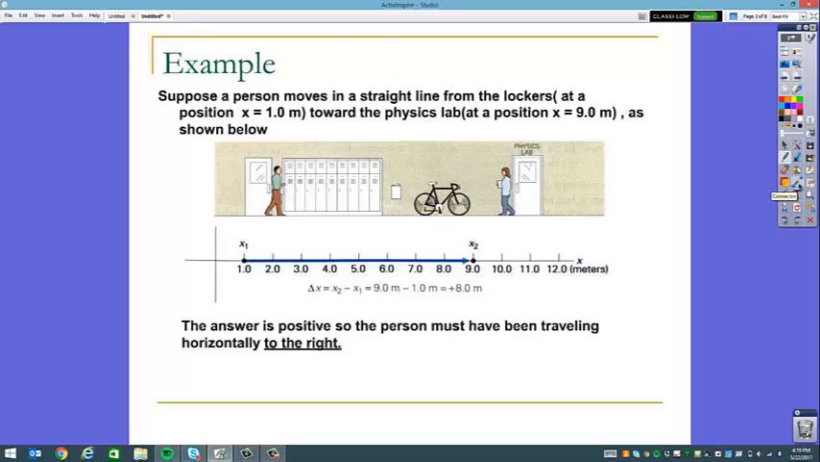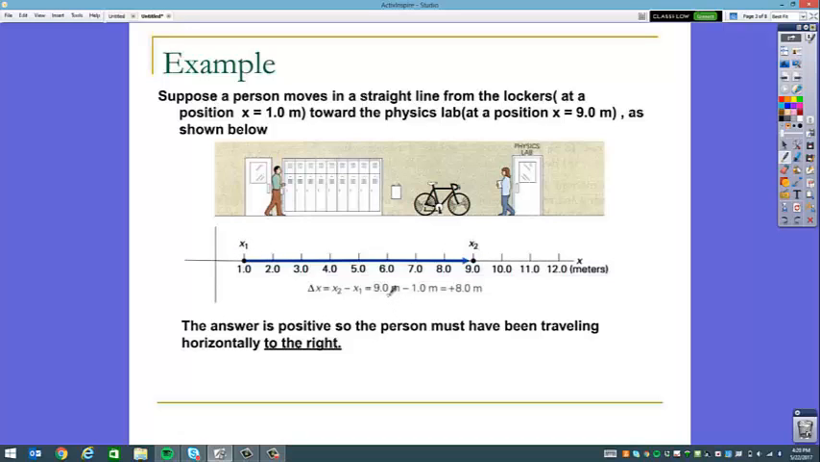Okay, here's an example of finding your distance and your displacement. A person moves in a straight line from the lockers at a position of 1 meter toward a physics lab at a position of 9 meters, as shown below. You start over here at the 1 meter mark, this is your starting position. You walk all the way down and end at this position. To find your displacement, you would do final minus initial. Your final would be x2, which is 9. Your initial is x1, which is 1.